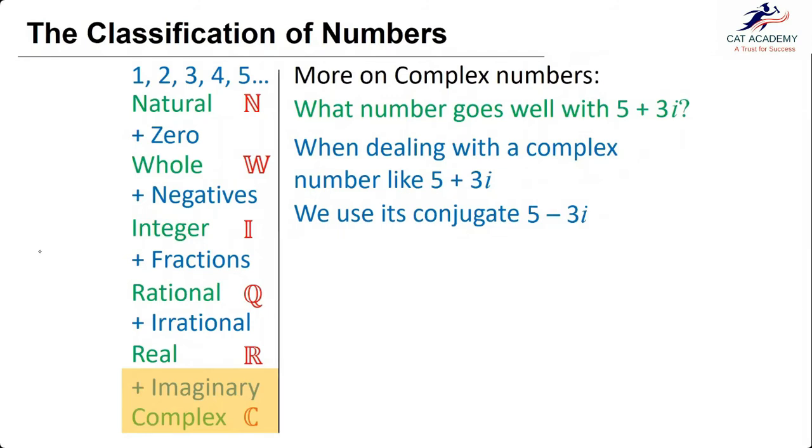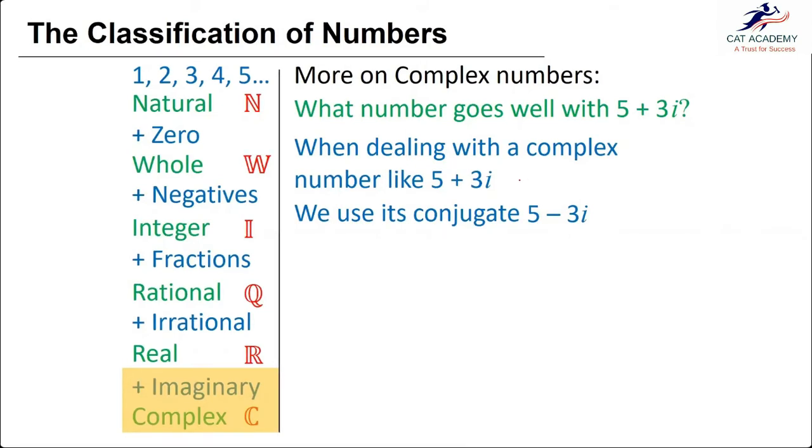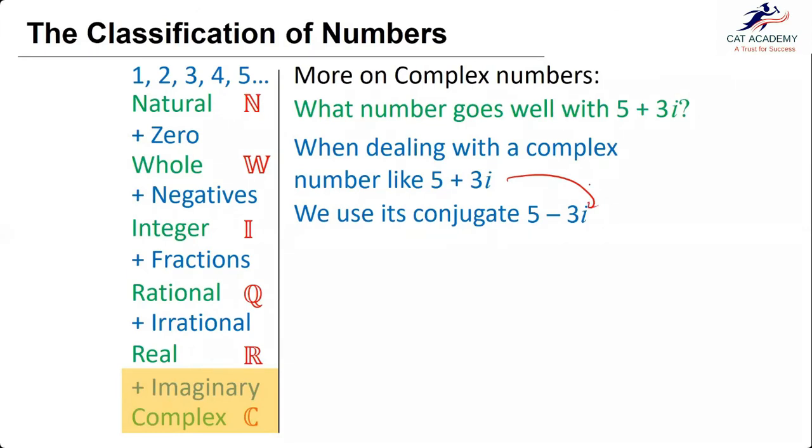So what is conjugate? Conjugate is basically changing the middle sign. So 5 plus 3i is the original number. Then its conjugate, 5 minus 3i, will be called its conjugate. Okay? So what's the relevance? If you add these two, then 3i will get cancelled. 5 plus 5 will become 10. That's only the real part.